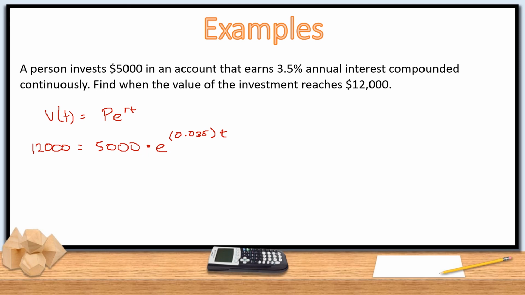So 1,200 is my one line, and then the next line is going to be 5,000 times, now e, you do have to find in your calculator. It's superscript for the division sign on my calculator, so second function division, and then e to the power of 0.035x, and then close parenthesis.